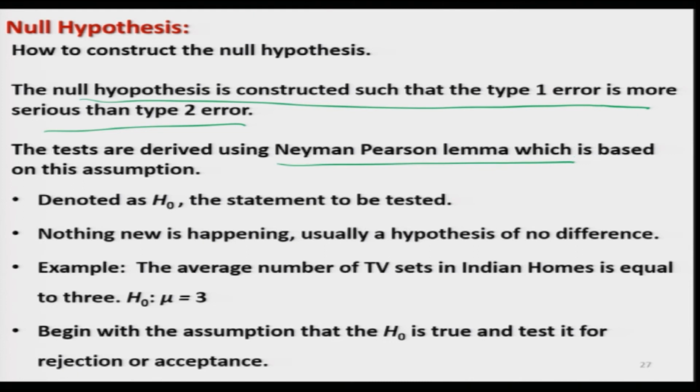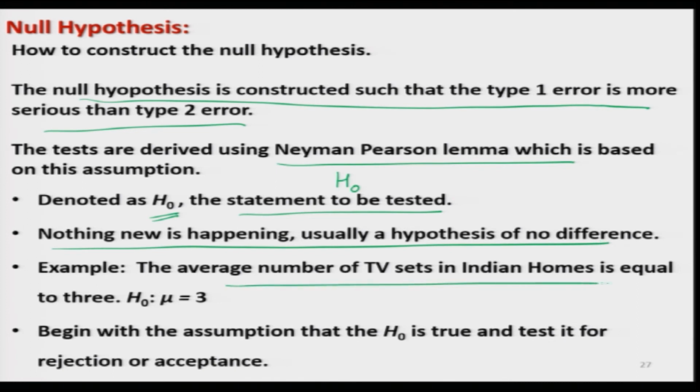right. So, this null hypothesis is usually indicated by H naught. H means hypothesis and 0 in the subscript. And this is a statement that we want to test. In common language, we can say that this is a hypothesis of no difference, that means nothing new is happening. For example, the average number of TV sets in Indian homes is equal to 3. So, I can write down here H naught: mu is equal to 3. And we start the test procedure by assuming that H naught is true.